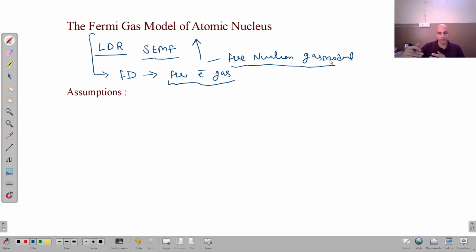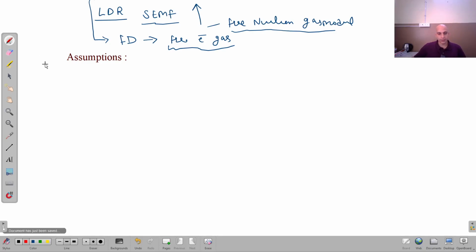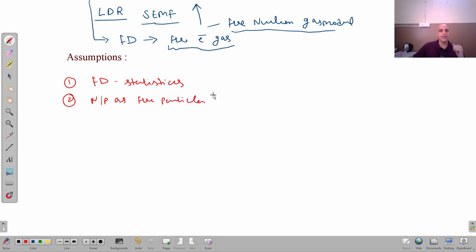Now before proceeding further, I am going to take up the assumptions that were made in this model. The first assumption is that this model is based upon Fermi-Dirac statistics, that I told you already. Now in this model we have assumed both neutron and proton as free particles moving inside the nucleus.